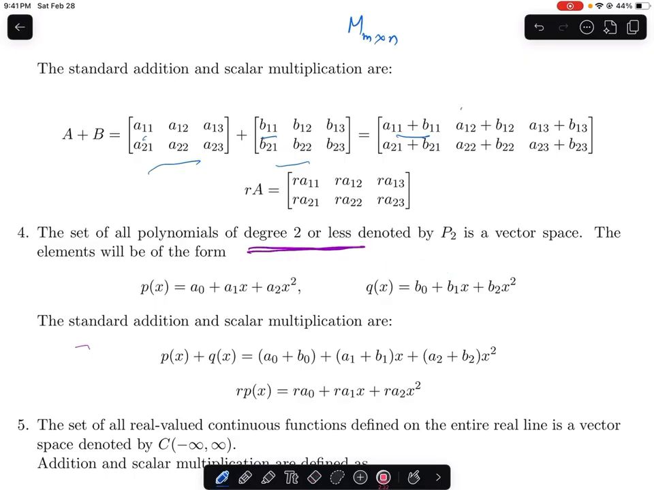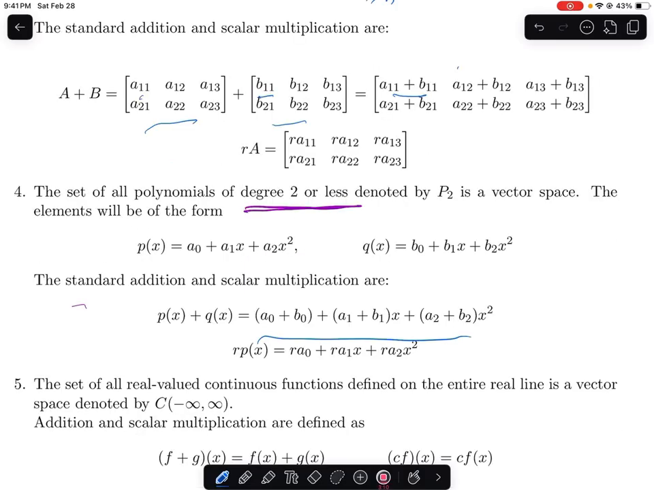The standard addition and scalar multiplication: when you add two polynomials, what happens? We add the corresponding entries, or like terms. So the constant will be added to the constant term, the coefficients of x will be added together, and the coefficients of x squared will be added together. So our resulting polynomial is again a second order polynomial. And then for scalar multiplication, each term gets multiplied by the scalar.